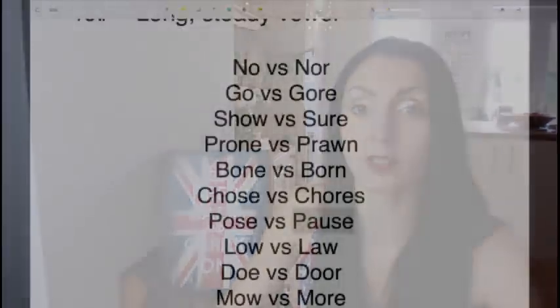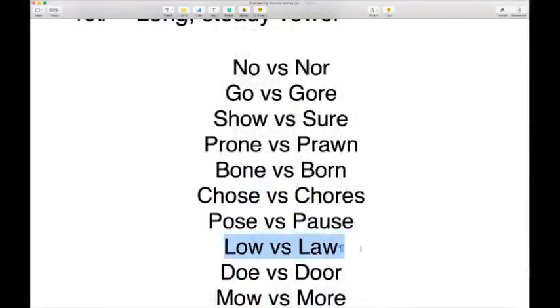We were on pose and pause. What else do we have that we can work on? Oh, this one I get problems with all the time from my students. Low, to be low down, so not high. Low versus law. The law is the official rules that you have to abide by. Low, law. Get low, don't break the law. Low, oh, movement. Law, no movement. Low, law.